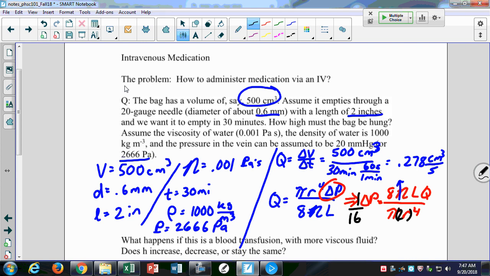But there are various reasons for using small needles, right? You don't want like a big garden hose stuck up in your arm. So for Q, it goes up. If you want a bigger flow rate, then you need a bigger pressure differential. You need a bigger difference between the pressure on one end of the needle and the other end of the needle. That's what this delta P is, the difference in pressure from one end to the other end of the needle.